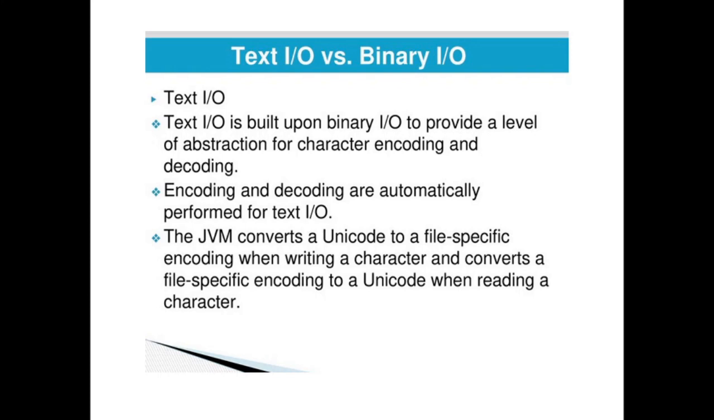So it becomes easier to distinguish between text files and every file other than a text file. You can deal with text files and we can deal with binary files. So encoding and decoding are automatically performed for text input output. The JVM converts a Unicode to a file-specific encoding when writing a character, and converts a file-specific encoding to a Unicode when reading a character.